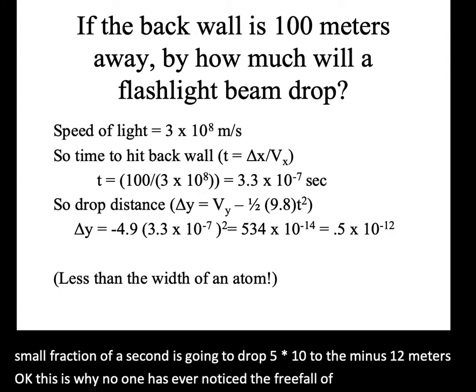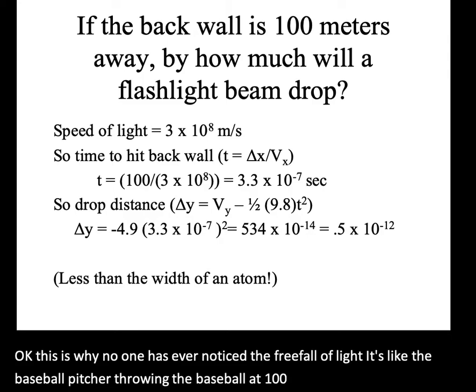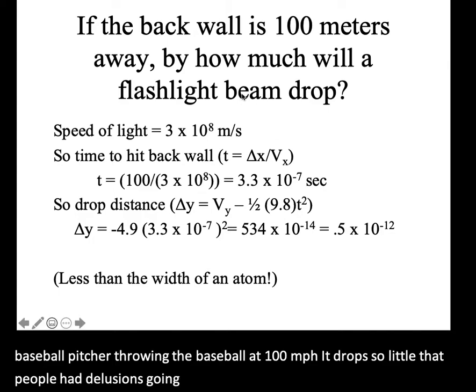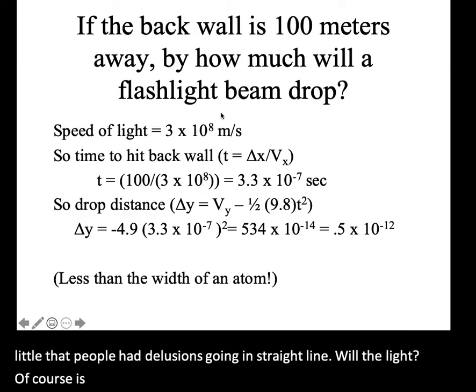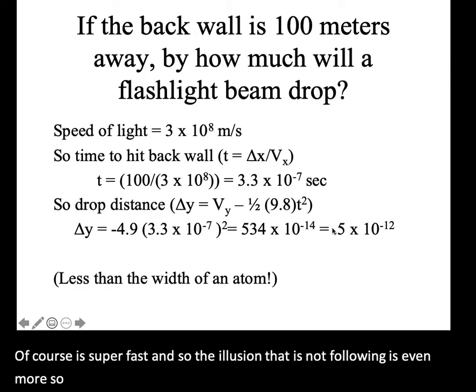It's like the baseball pitcher throwing the baseball at 100 miles per hour. It drops so little that people have the illusion it's going in a straight line. Well, the light, of course, is super fast, and so the illusion that it's not falling is even more so. But it is dropping.